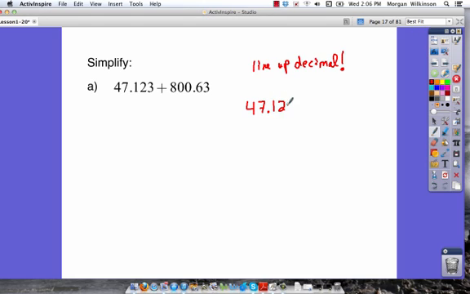47.123, we're going to add these and we're going to add them vertically, plus 800.63. Notice those decimal points are exactly lined up, so we keep all of our place values lined up. We're going to add a 0 onto the end of 0.630. So we've got all of our place values filled, and then we're just going to add. We're going to get a 3, a 5, a 7. Decimal point comes straight down, and then we must get 800 plus 47 must be 847. So we've got our final answer of 847 and 753 thousandths as our answer.